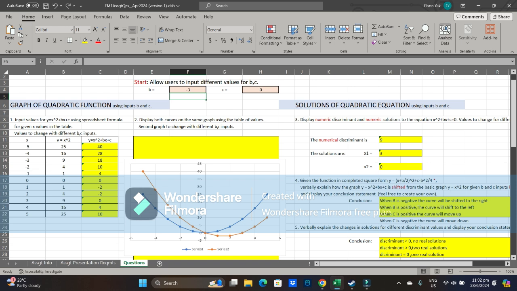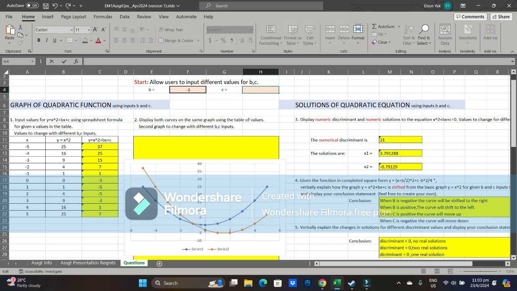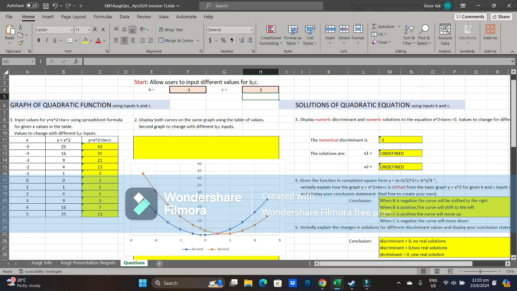Whenever I change the c value, it will cause the y-axis to change. This is due to c being the constant, so it won't be affected by our x, x to the power 2, and our bx. If I change our c to a negative 3, it will cause our curve to be shifted down by 3. And if I change c to a positive 3, it will cause the curve to shift up by 3.